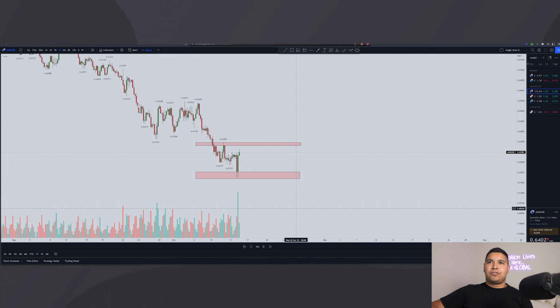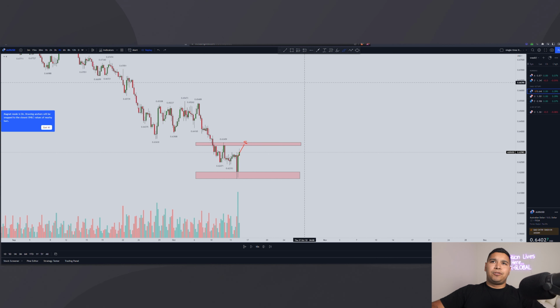Then I want to wait for candlestick rejections or engulfing candles in the zone. So I want to wait for the price to push up to the zone, and then I want to see candles with large upper wicks, stuff like this, large wicks showing me rejections to the zones.